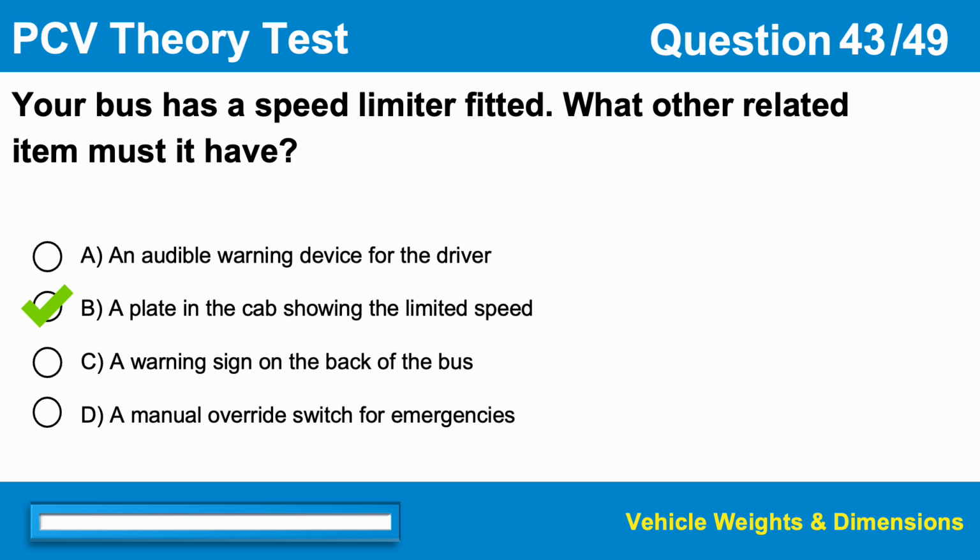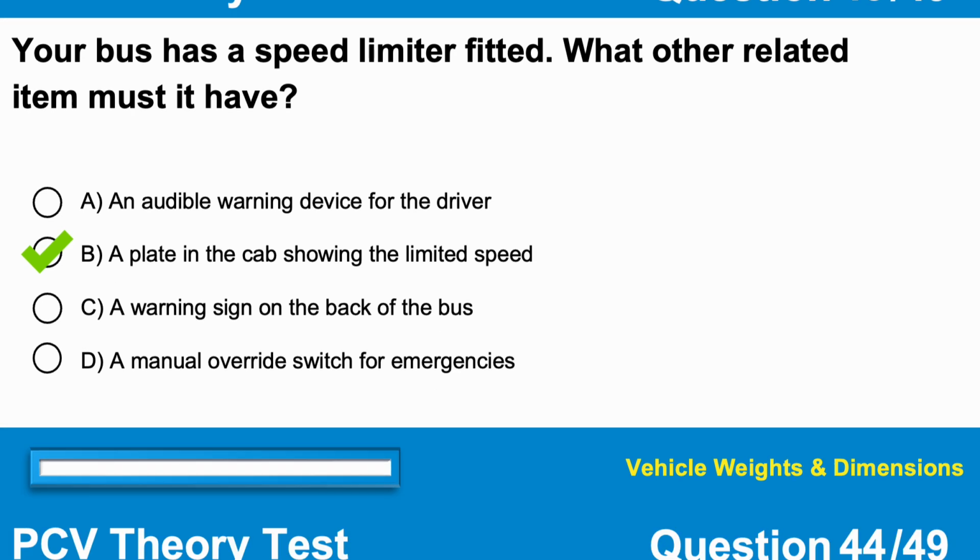The correct answer is B. A bus equipped with a speed limiter must also be fitted with a plate showing the speed setting. This must be fitted in an obvious position where it can be clearly seen.